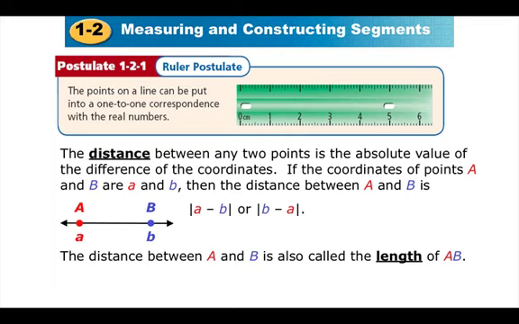If the coordinates of points A and B are lowercase a and b, then the distance between A and B is the absolute value of a minus b. So this is what the definition is talking about. If you want to find the distance between these 2 points, you take the lowercase values, find the difference and take the absolute value. You can go backwards as well. The distance between A and B is also called the length of AB. Moving on to the next slide.